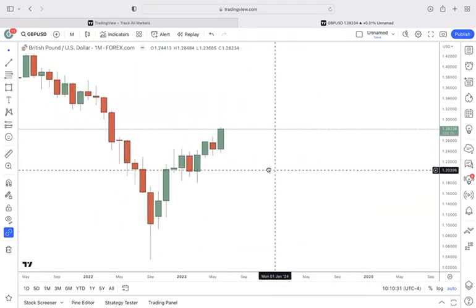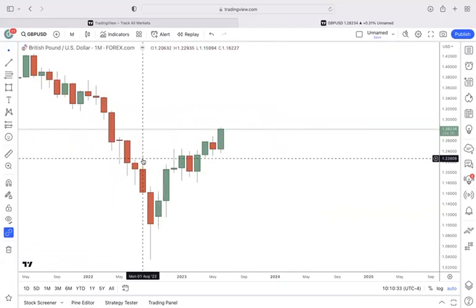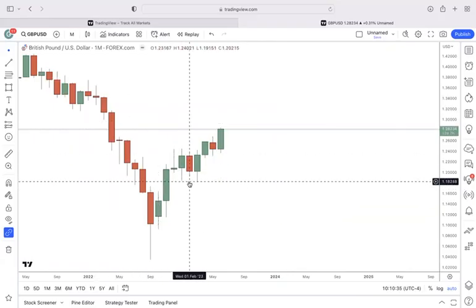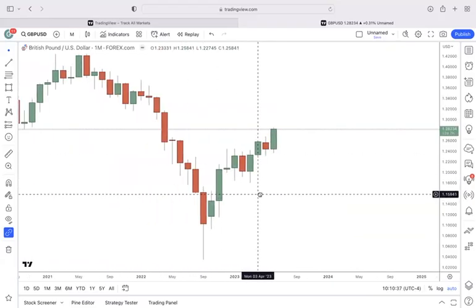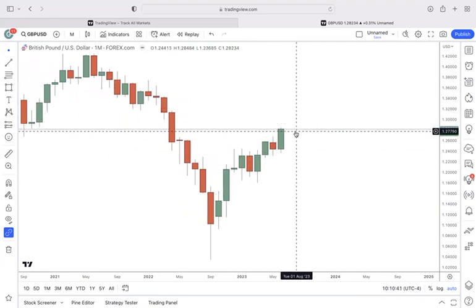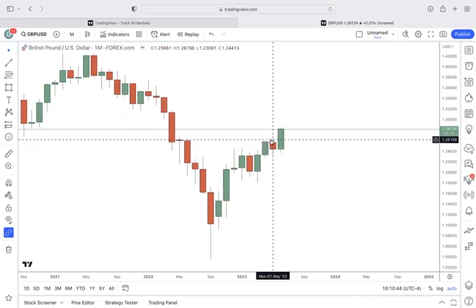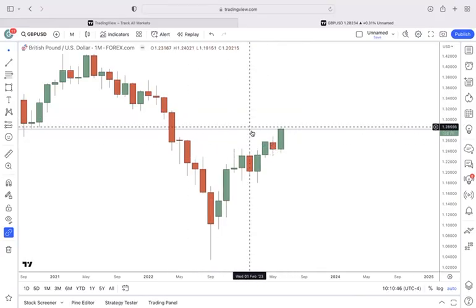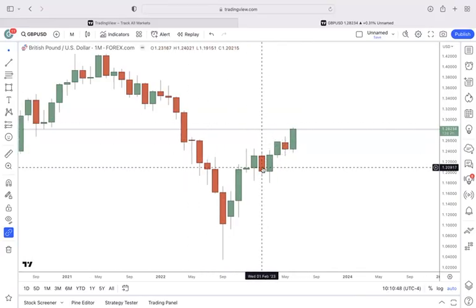As you guys know, I called cable down here all the way to up here. 1,000 pips. I called all of it. When we were trading down here, I said we're gonna go up here. And look where we're at, guys. So we have this down close in a bullish market.